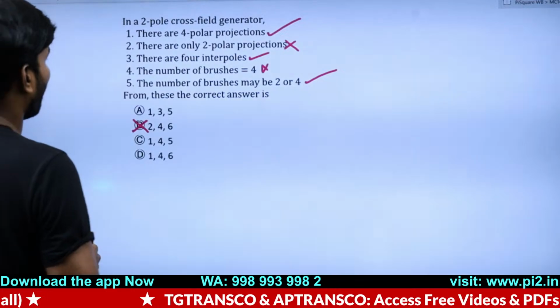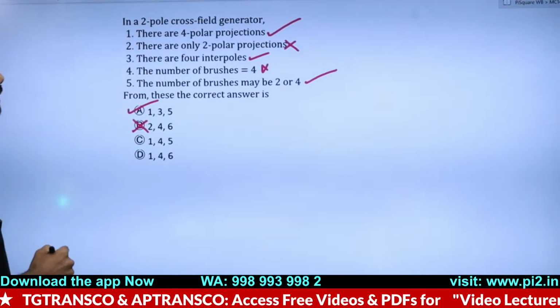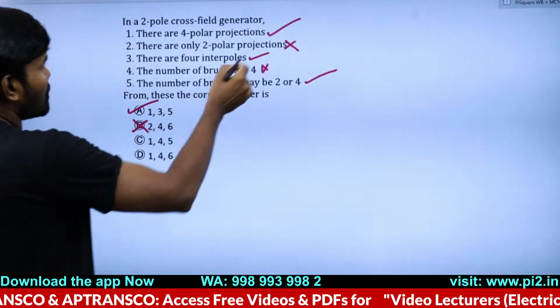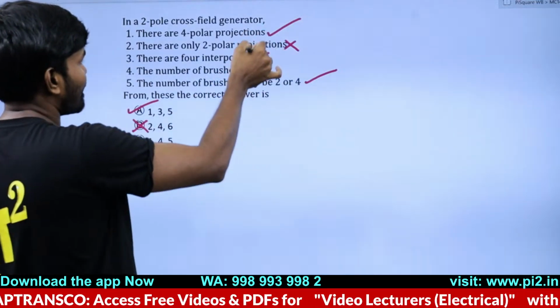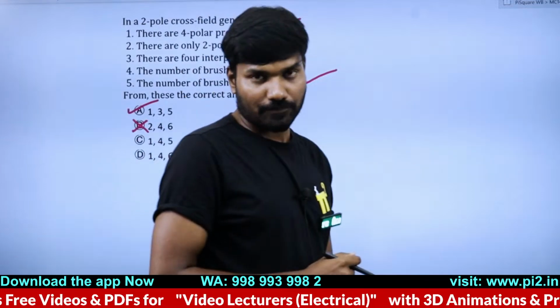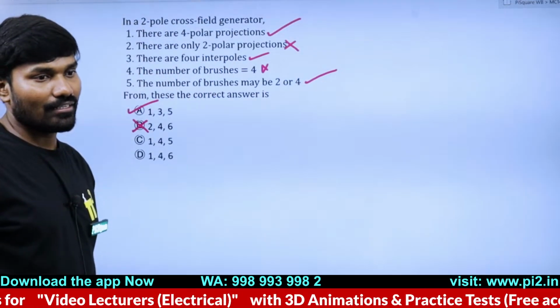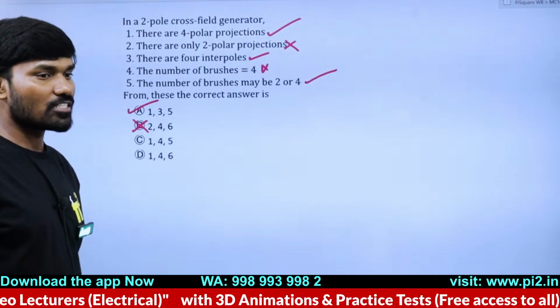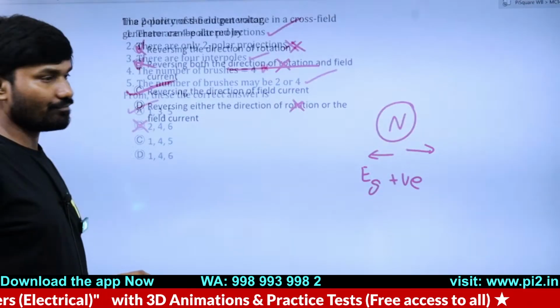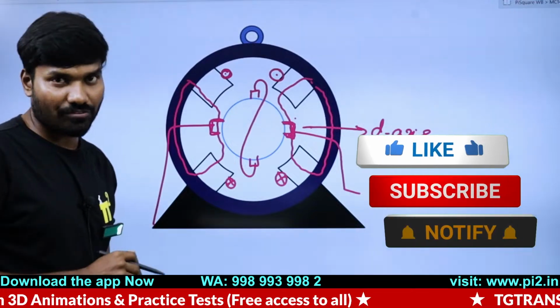So according to me, 1, 3, 5 is the right answer. I think once you check these 3 options itself, you'll be able to mark option A as the right option. No other option is matching. So this is something about the cross field generator. This diagram, what you see here, is a cross field diagram.